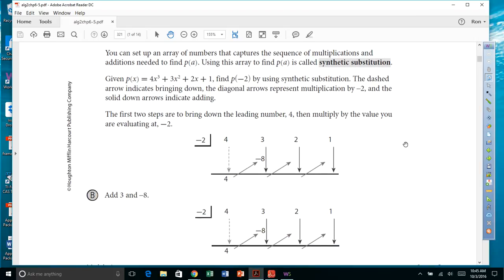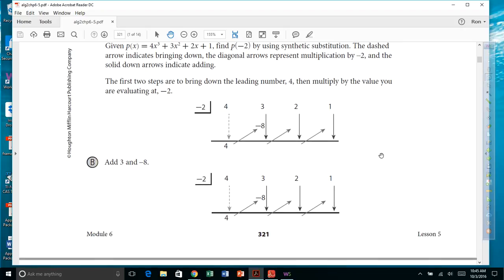Another way is you can set up an array of numbers that captures the sequence of multiplications and additions needed to find P of a. Using this array to find P of a is called synthetic substitution. Given P of x equals 4x cubed plus 3x squared plus 2x plus 1, find P of negative 2 using synthetic substitution. The dashed arrow indicates bringing down. The diagonal arrows represent multiplication by negative 2, and the solid arrows indicate adding.